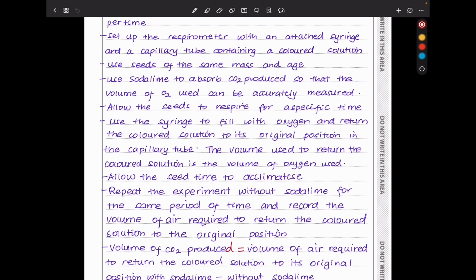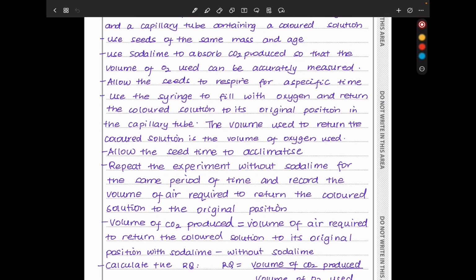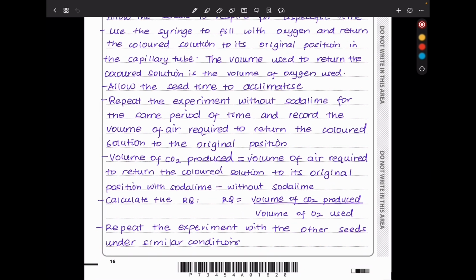This is to allow them to get used to the new conditions before we begin to measure, meaning in each fresh experiment. Repeat the experiment without soda lime for the same period of time and record the volume of air required to return the colored solution to its original position. The volume of carbon dioxide produced is equal to the volume of air required to return the colored solution to its original position with soda lime minus the volume required without soda lime. Then we can calculate the RQ, which is the respiratory quotient, by using the volume of carbon dioxide produced divided by the volume of oxygen used.